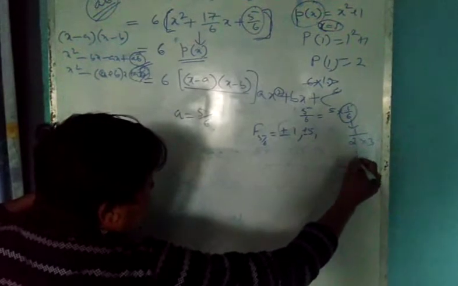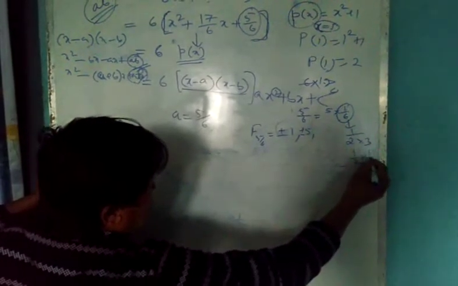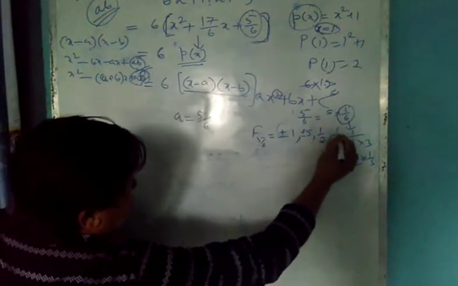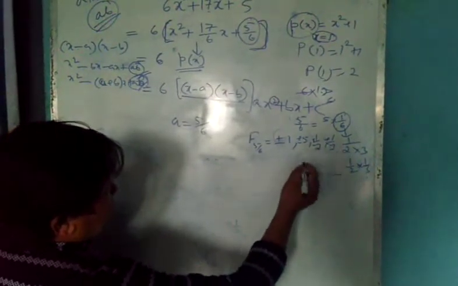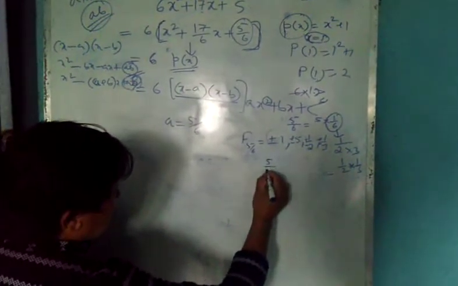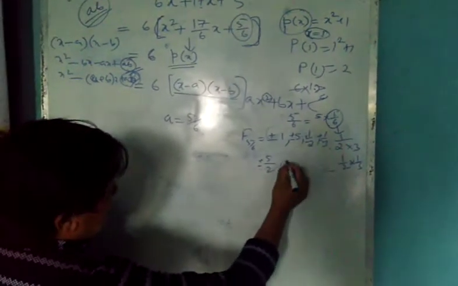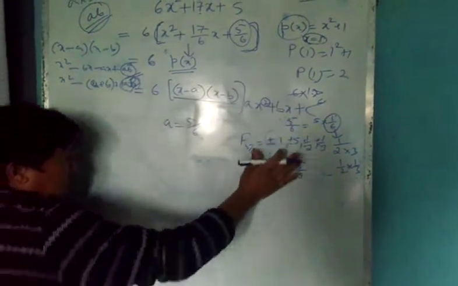That means 1 by 2 into 1 by 3 we can write. So one factor is 1 by 2, another is 1 by 3, plus minus. Okay. And another is 5 attached, plus minus 5, and plus minus 5 by 3 too. So there are altogether this much factors.